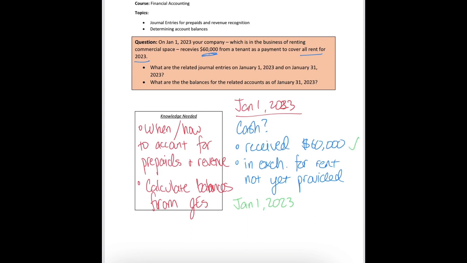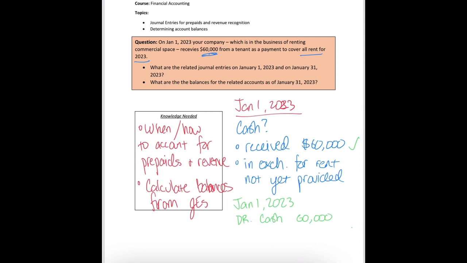Okay, well, I received cash. How do I set up a journal entry to receive cash? Well, I know for a cash account, I would debit it, and I'm going to go ahead and debit that by the $60,000.